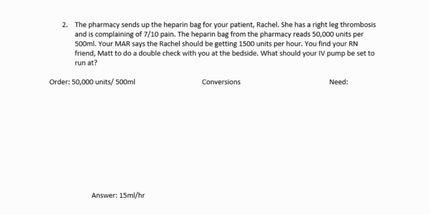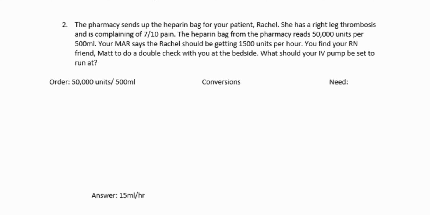The pharmacy sends up the heparin bag for your patient, Rachel. She has a right leg thrombosis and is complaining of 7 out of 10 pain. The heparin bag from the pharmacy reads 50,000 units per 500 mLs. Your MAR says that Rachel should be getting 1,500 units per hour. You find your RN friend Matt to do a double check with you at the bedside. What should your IV pump be set to run at?